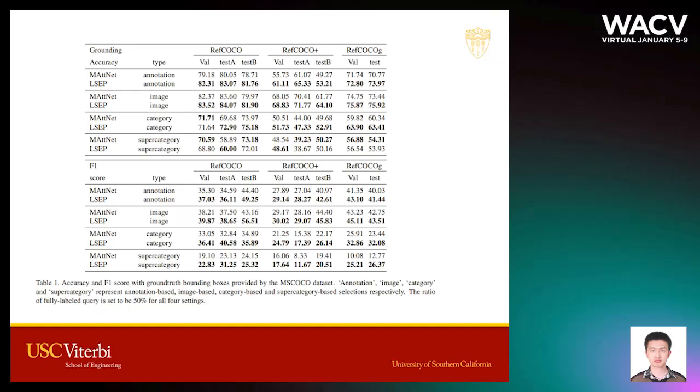When the objects without full queries are novel categories, such as those described in the supercategory-based selection settings, the accuracy for the grounding does not improve significantly, but the F1 score indicates that the network successfully transferred the attributes from the known category to the unknown one.